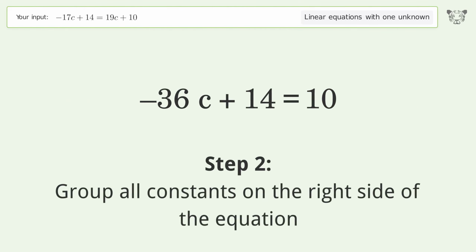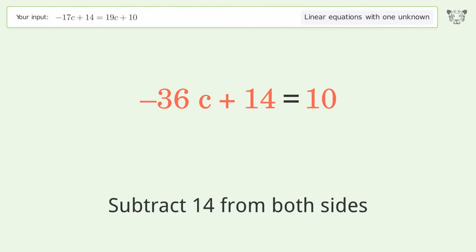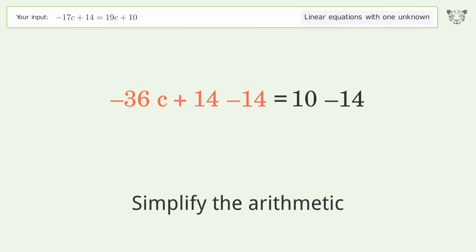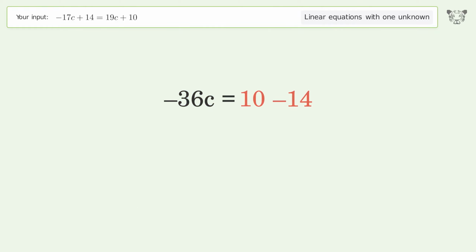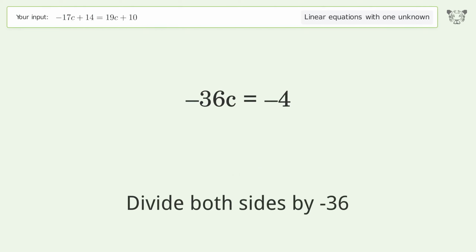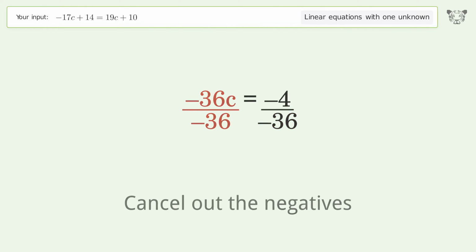Group all constants on the right side of the equation. Subtract 14 from both sides. Simplify the arithmetic. Isolate the c. Divide both sides by negative 36. Cancel out the negatives.